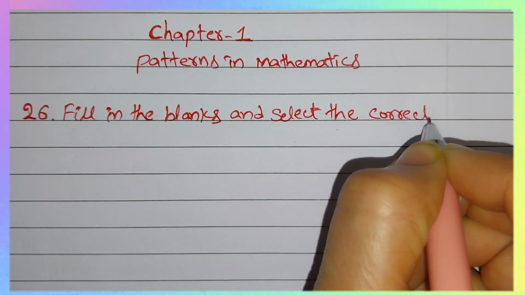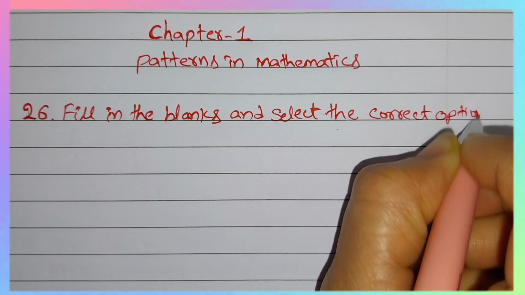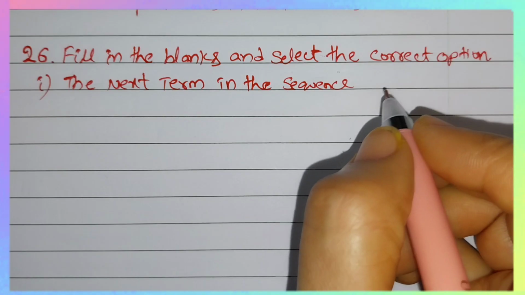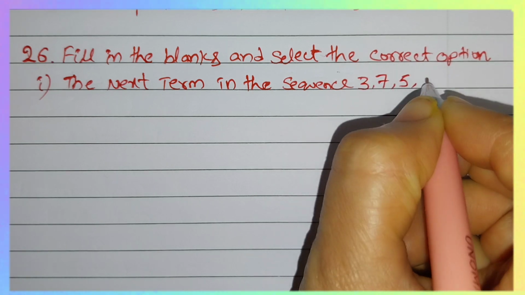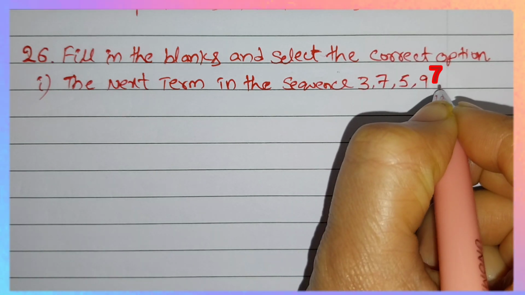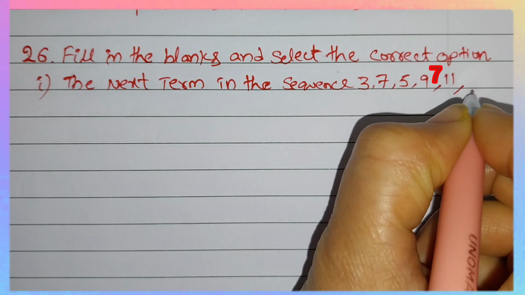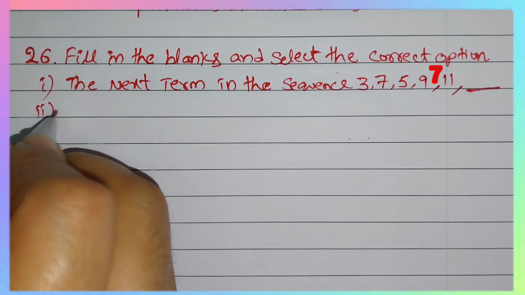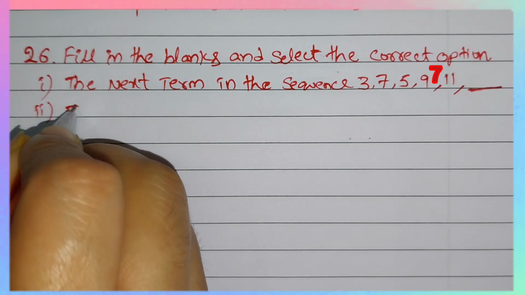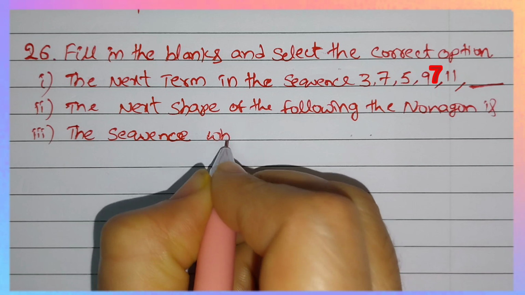In the last video, I explained questions 21 to 25 from chapter 1, Patterns in Mathematics, based on Olympiad level problems. In this video, we will continue from where we left off and solve questions 26 to 30 with clear explanation. So stay with me till the end. So this is the achiever section. The 26th question is fill in the blanks and select the correct option.